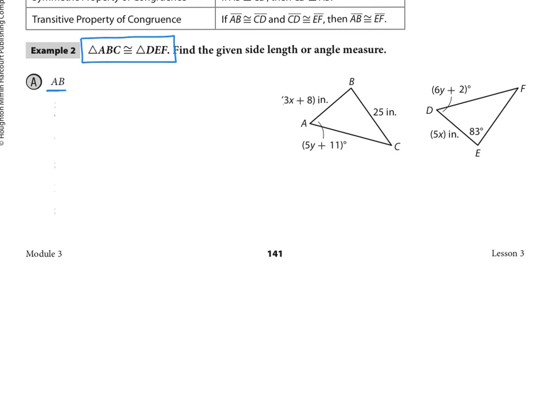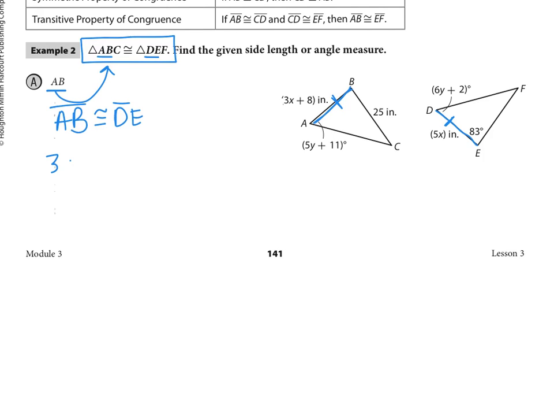So I'm looking for AB. I look at my statement, and I see that AB matches with DE, so I'm going to make that statement. AB is congruent to DE. In my picture, I'm going to find AB, put a little hash mark on it, and DE, put a little hash mark on it. Now this time, when I find those, that doesn't actually tell me anything, that just gives me like an equation. So I'm going to set up an equation.